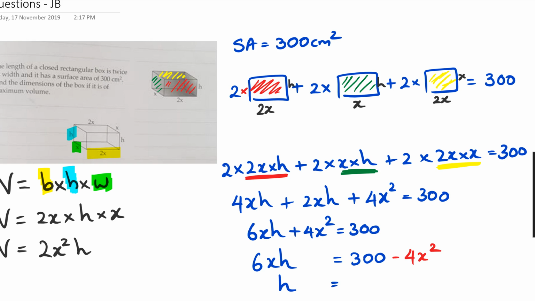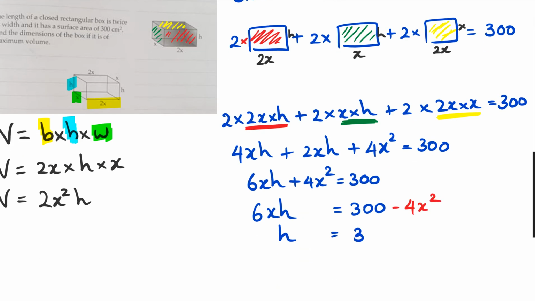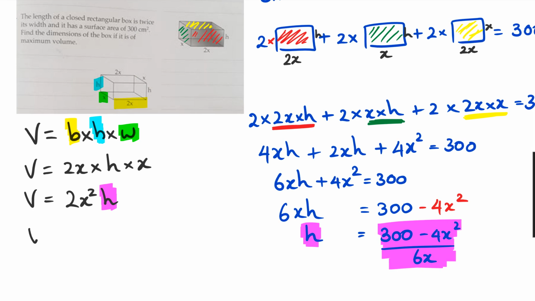And then we've got h is equal to 300 minus 4x squared, and that's divided by 6x. Okay, so because we did that, what we can now do is get rid of this h and replace it with this entire equation here. So we're going to go back to our original equation and rewrite this as 2x squared multiplied by h, which is 300 minus 4x squared over 6x.